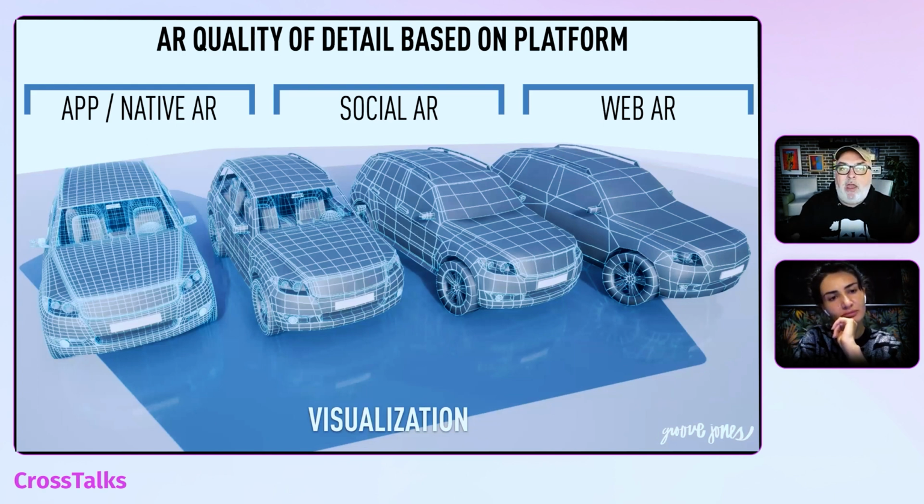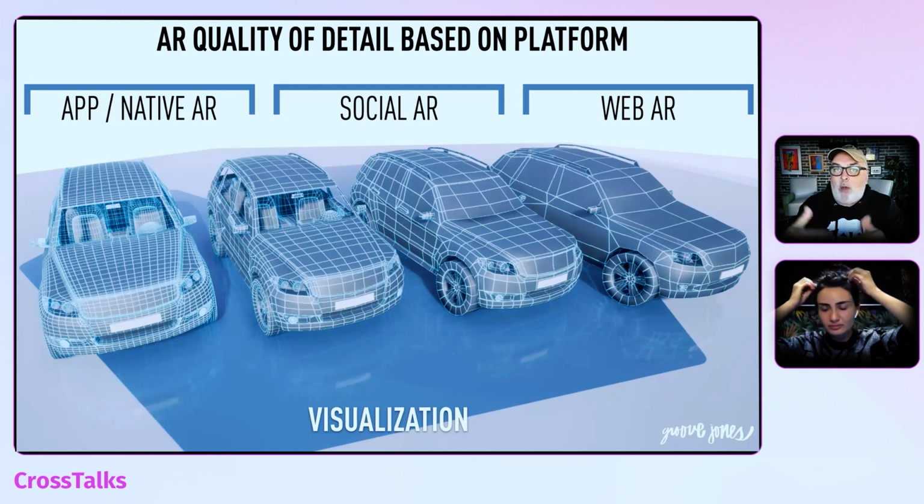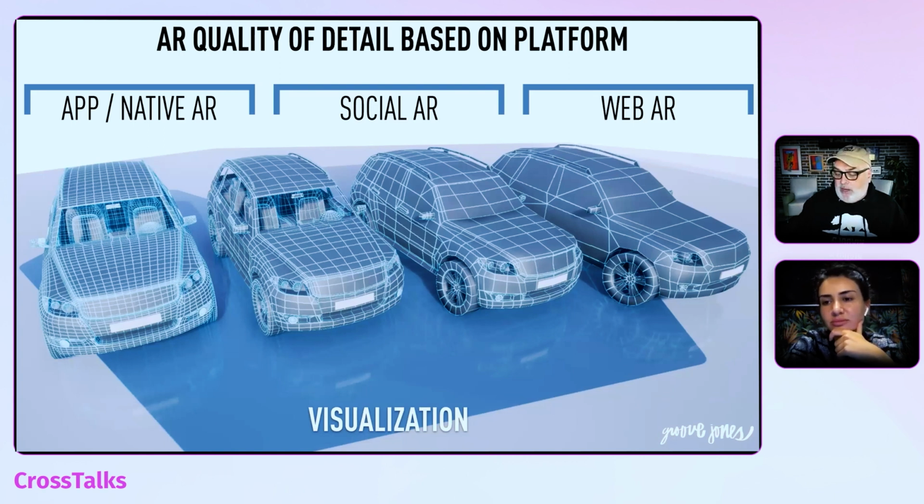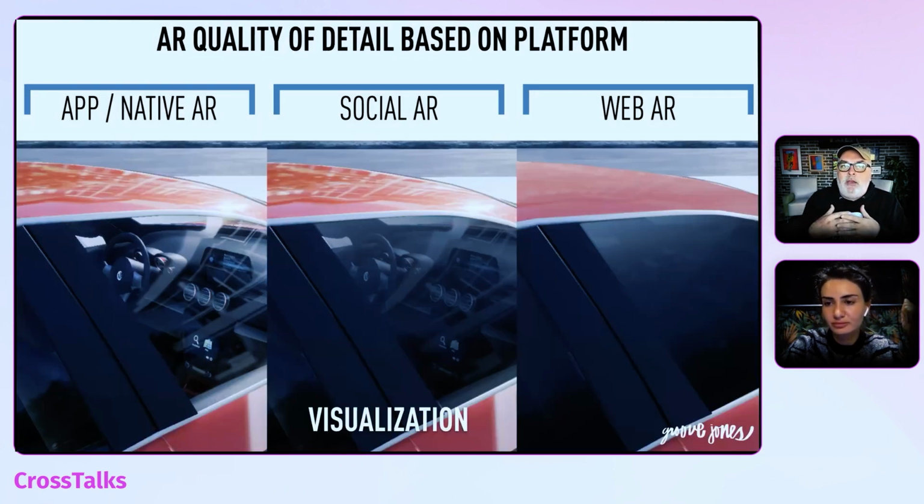In app and native, I can have more polygons. It's able to display better. Social can have a lot of polygons, but again, it's a little less. And then web AR is even less because it's got to process through that web browser. Apps and native AR don't need that processing through a browser, so I'm able to have more detailed 3D files. If you look at lighting and textures too, I can only display a certain amount of detail through the different platforms.